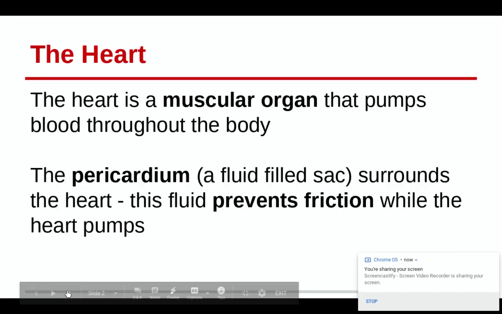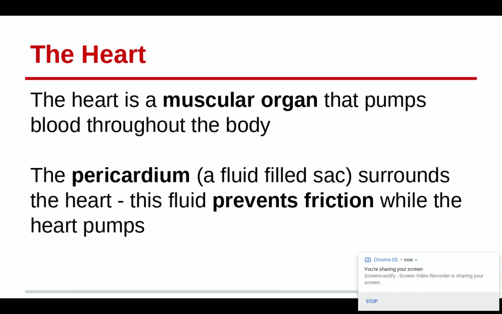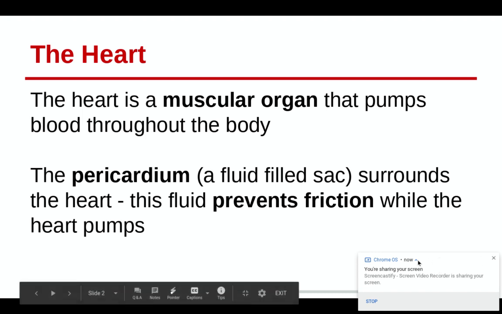Starting here. The heart, as we all know, is a muscular organ that pumps blood through our body. The pericardium, which is a fluid-filled sac, surrounds the heart and prevents friction while the heart pumps between ribs or anything else that might be there.